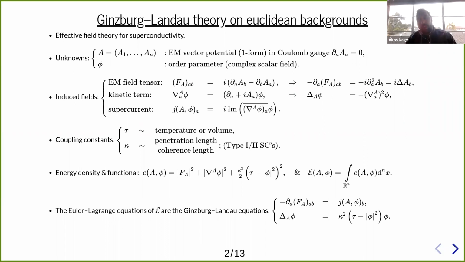The first equation is this: the negative divergence, if you wish, of the electromagnetic tensor equals the supercurrent. This is why I had to introduce that quantity. And the second equation is that the gauge Laplacian of phi is this cubic quantity, given in terms of phi and kappa and tau. When I say Ginzburg-Landau, I always mean gauge Ginzburg-Landau. This is how this theory looks on Rn.